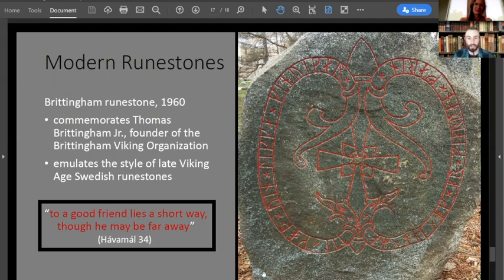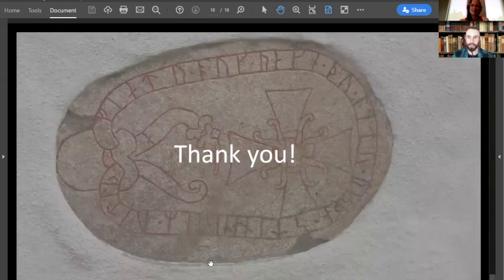And it's also in the younger Futhark, but it is in modern Swedish, and it translates to "A good friend lies a short way, though he may be far away." And this is from stanza 34 of the famous Old Norse wisdom poem Hávamál. And that was it. Thank you.